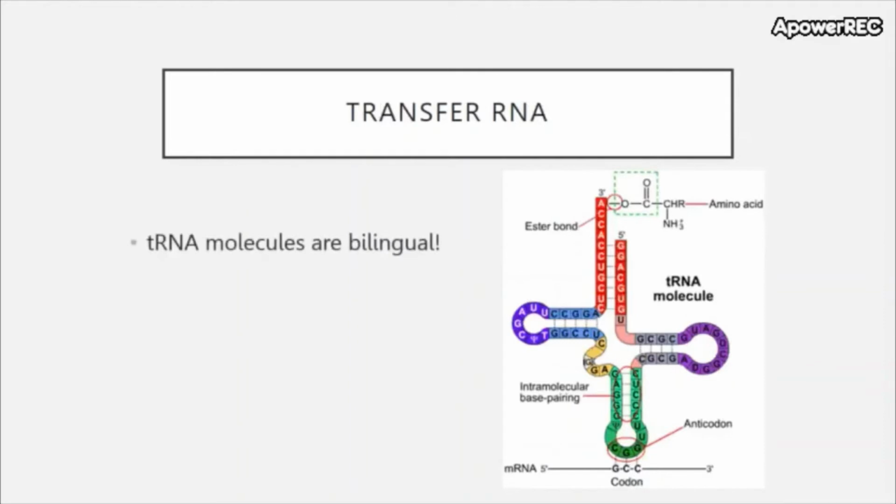Transfer RNA, also called tRNA, are molecules that are bilingual. The amino acid is carried at one end of the tRNA, as seen here. Here's the tRNA, which is just made of RNA, and at one end it attaches to the carboxyl group of the amino acid, seen here. And this is called an ester bond. We've talked about phosphodiester bonds. Well, this is an ester bond yet again.